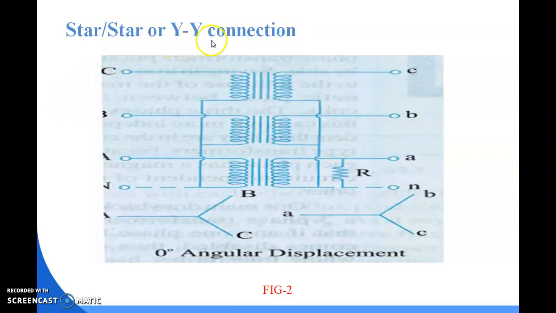Again, star-star or Y-Y connection. This we can see with zero angular displacement. This figure 2 indicates the zero angular displacement. Here we can see the three different windings. This end is A, B, C. This is capital A, B, C, and this is the neutral point. And here we can see these are the two Y-Y, that is star-star connection with zero angular displacement. There is no angular displacement.